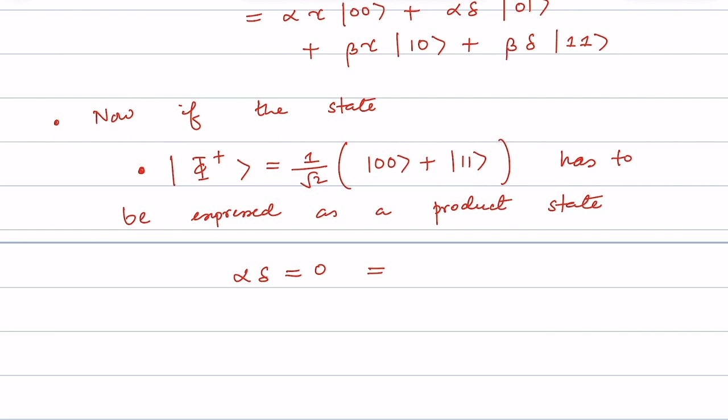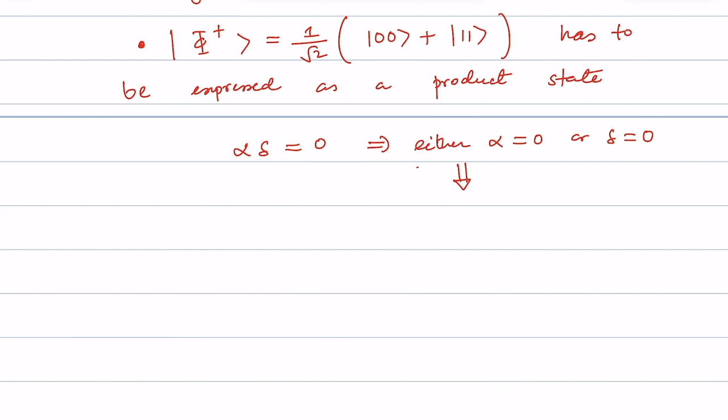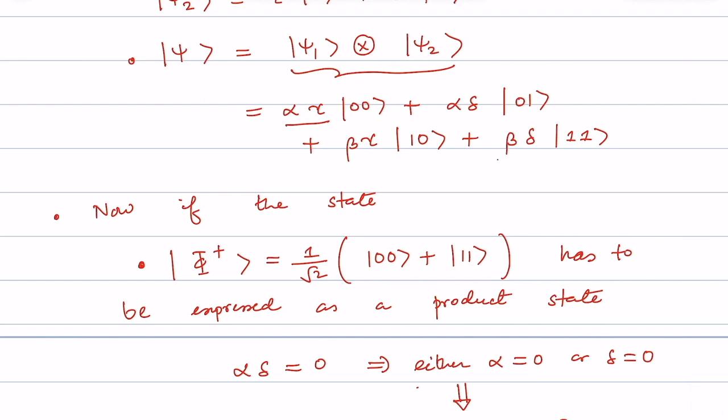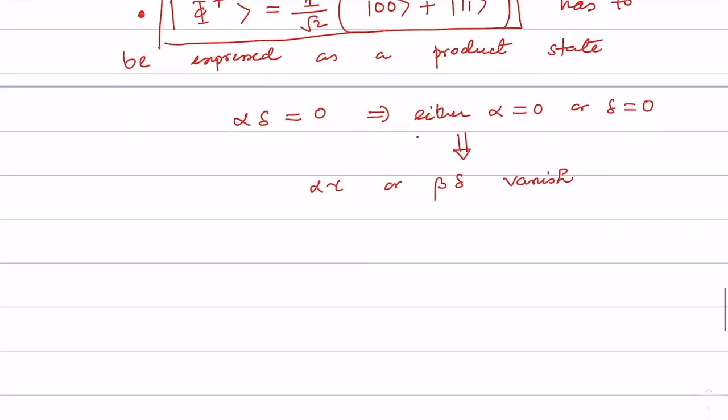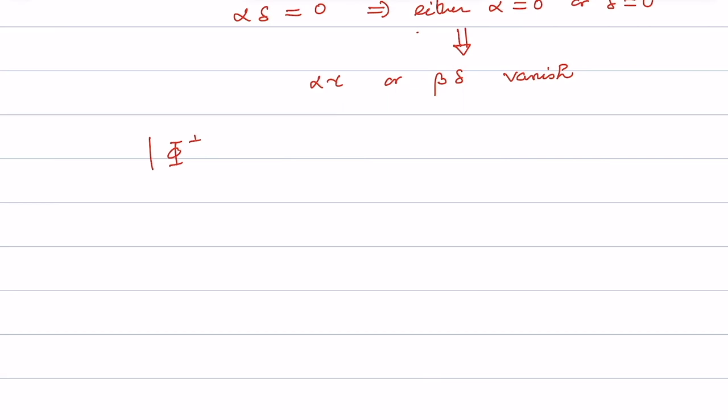this is going to imply that either alpha is equal to 0 or delta is equal to 0. But this in turn is going to imply that alpha, gamma or beta, delta will vanish. This is going to lead us to a contradiction with the assumption that this is a product state. So clearly this is not a product state. That is what it means. Then, as per the definition, phi plus is an entangled state.